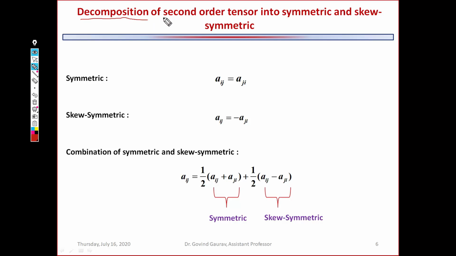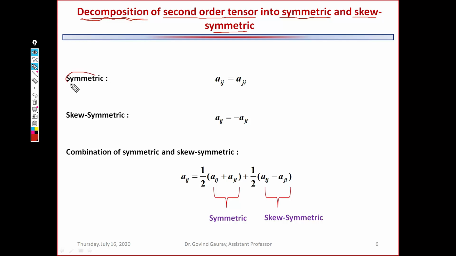Decompositions of second order tensors. The second order tensors are the stress tensors as well as the strain tensors, into two parts. The first part is the symmetric part and the second part is the skew symmetric part. So any matrix can be decomposed, can be divided into two parts. The first part is known as the symmetric part and the second part is known as the skew symmetric part.